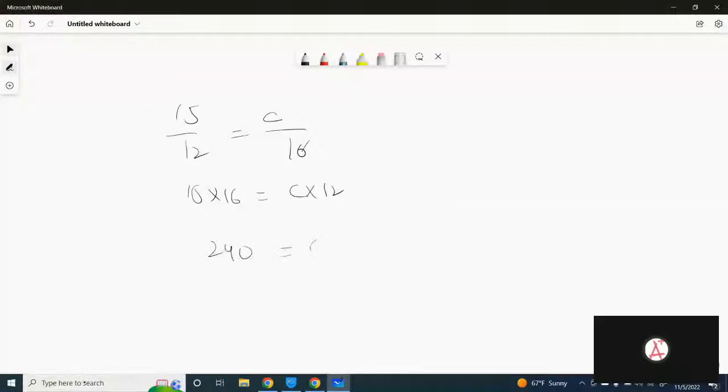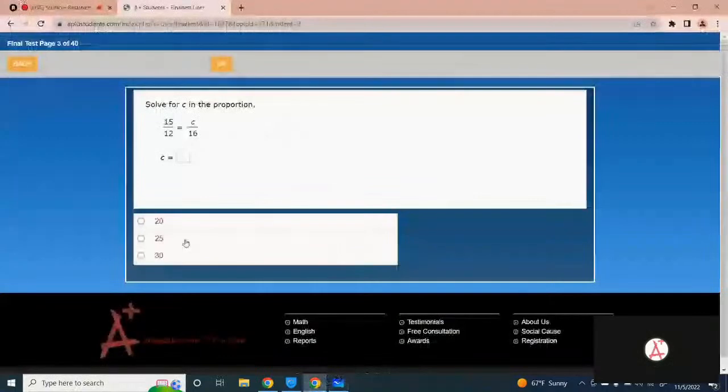So divide both sides by 12. So C equals 20. That means the value of C in the proportion is 20. Got it? Just select the correct option and click on the OK button.